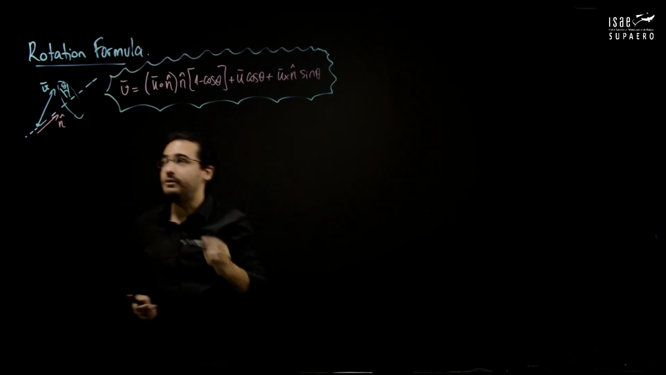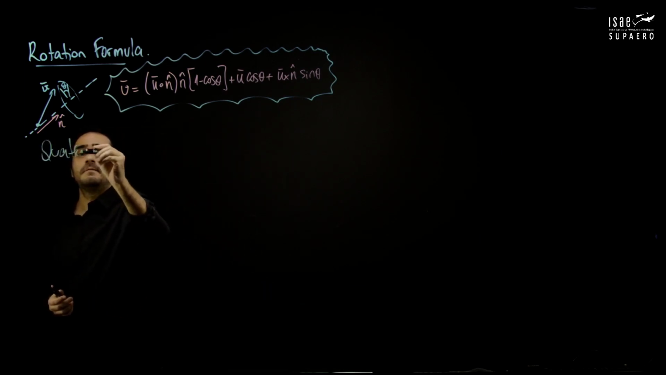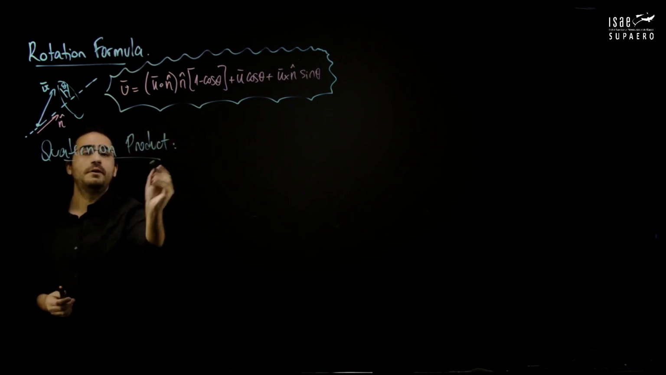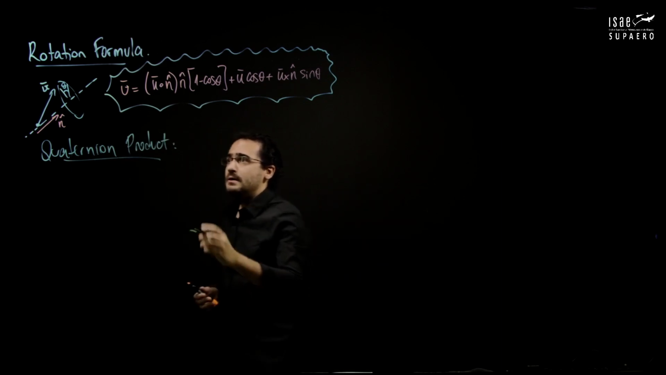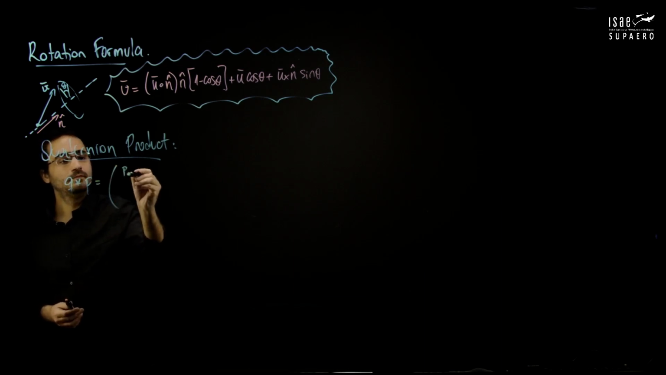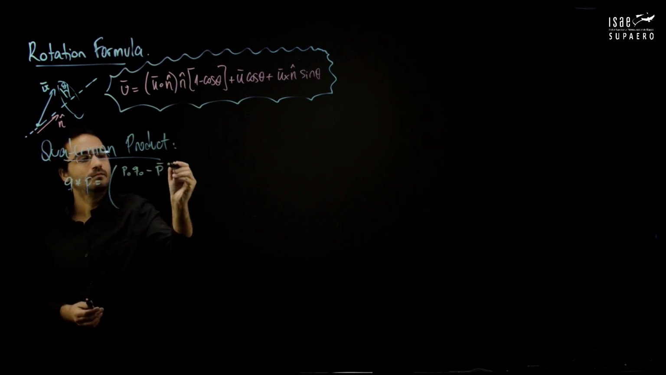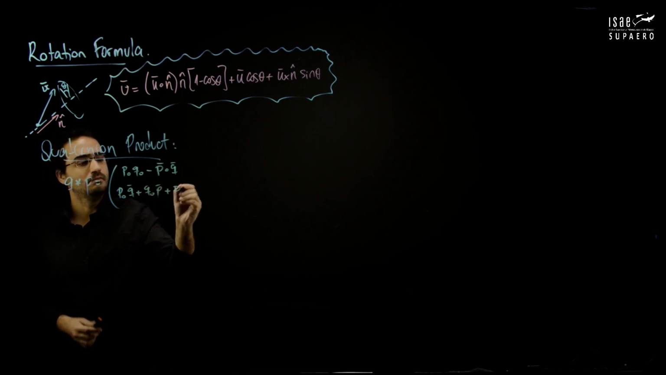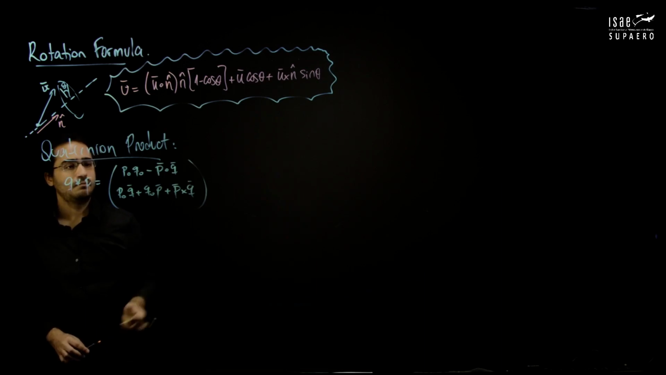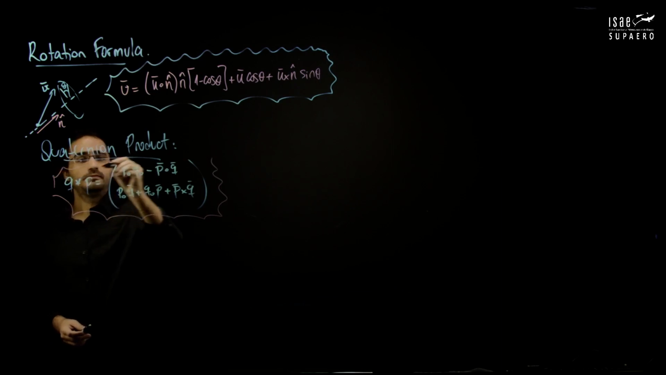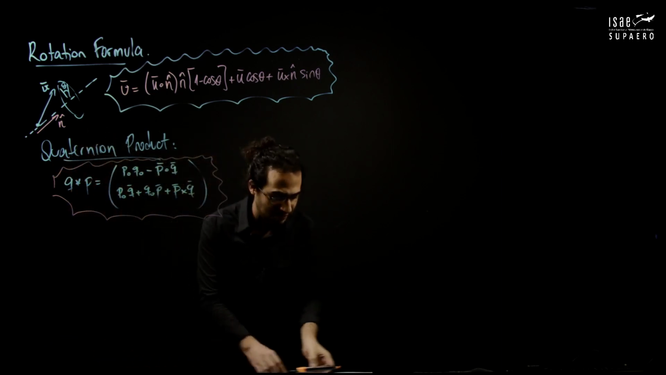And we also will require the definition of a quaternion product. So the quaternion product is given by this formula. I will also use this result, and today will be all about how those two connect.